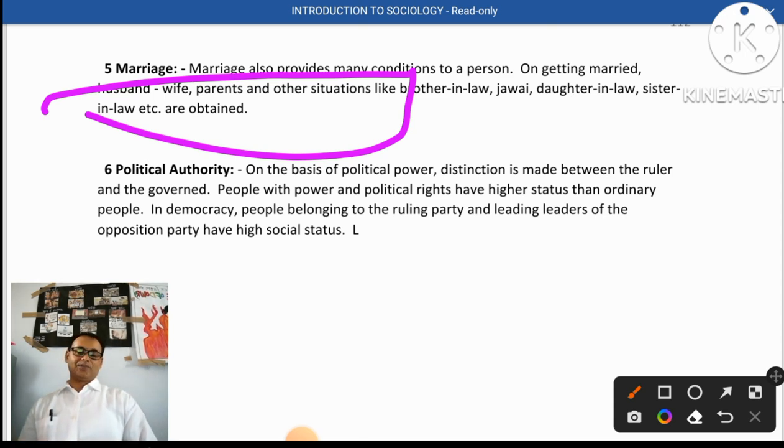Political authority. On the basis of political power, a distinction is made between the ruler and the government. People with power and political rights have higher status than ordinary people. In a democracy, people belonging to the ruling party and the leading leader of the opposition party have higher status.